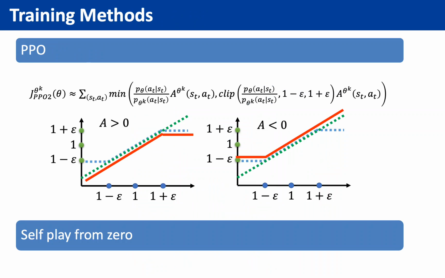As for our training methods, we use the proximal policy optimization algorithm, which is a strong reinforcement learning algorithm and is widely used. In addition, we didn't use any human data. We trained SuperJong through pure self-play from zero start.